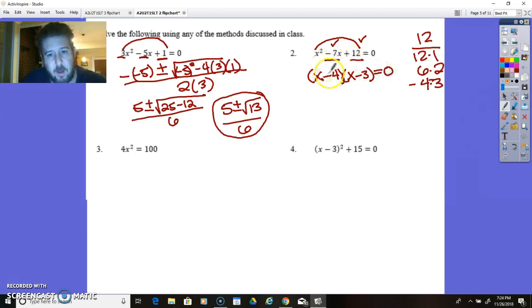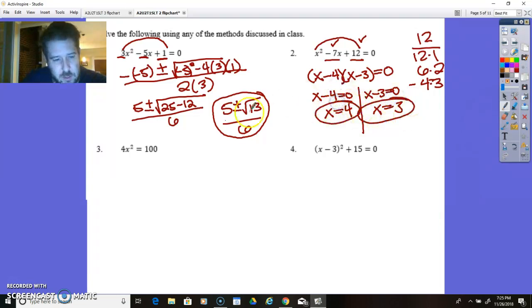And as I just stated, multiply them, you get 12, and add them, you get -7. Now I can set each one equal to 0 and solve. Zero product property: anything times 0 is 0. So whatever it takes to make this parenthesis 0, anything times 0 would be 0, and whatever it takes to make this parenthesis 0, anything times 0 would also be 0. Answer here is 4, answer here is 3. There's your two solutions.